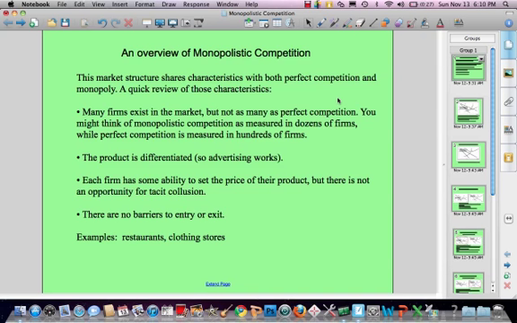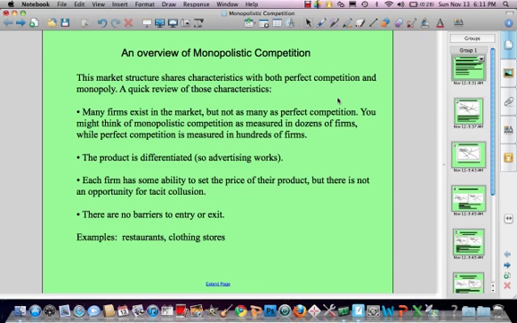First of all, many firms exist in the market, but not as many as perfect competition. So think of it as measured in dozens of firms, while perfect competition is measured in hundreds of firms. That's just an easy way to think about it. Keep in mind as well the product is differentiated. Think of the hamburger stands we were talking about where everybody's selling a hamburger but the product is differentiated so they can exercise pricing power.